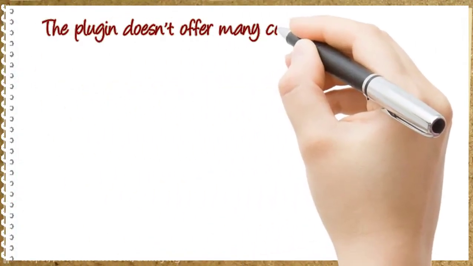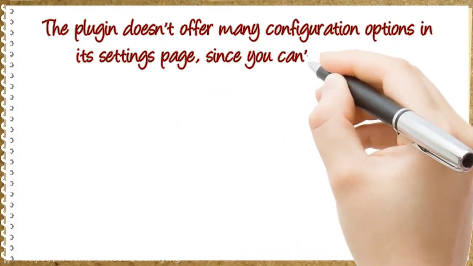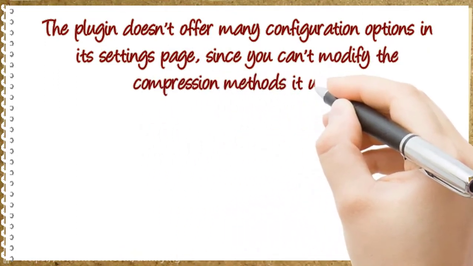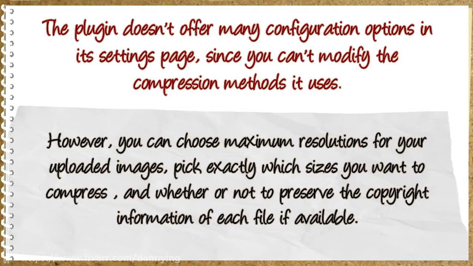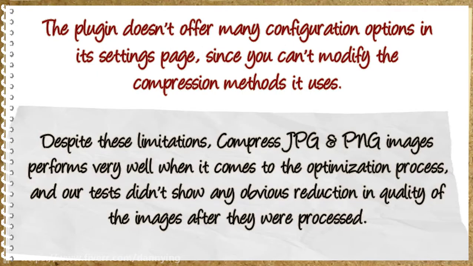The plugin doesn't offer many configuration options in its settings page, since you can't modify the compression methods it uses. However, you can choose maximum resolutions for your uploaded images, pick exactly which sizes you want to compress, and whether or not to preserve the copyright information of each file if available. Despite these limitations, Compress JPG and PNG images performs very well when it comes to the optimization process, and our tests didn't show any obvious reduction in quality of the images after they were processed.